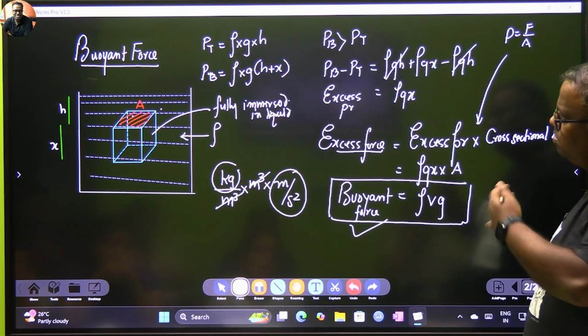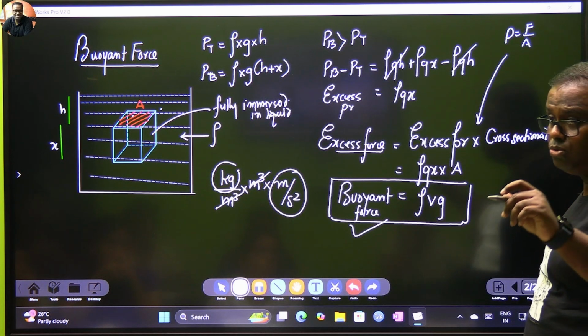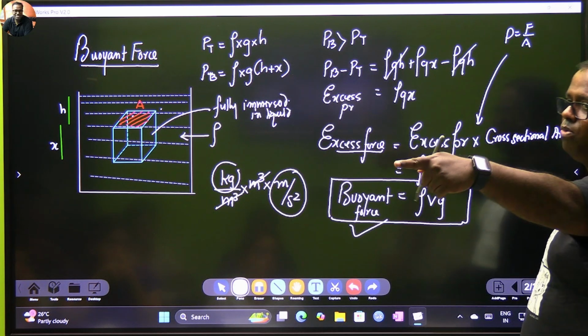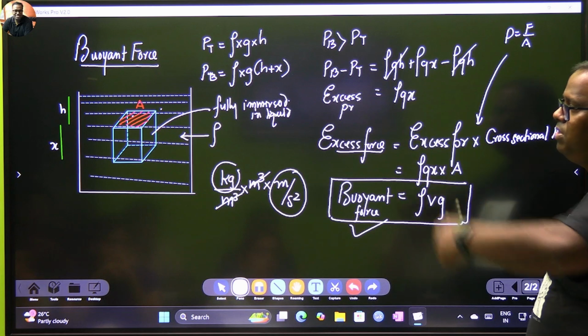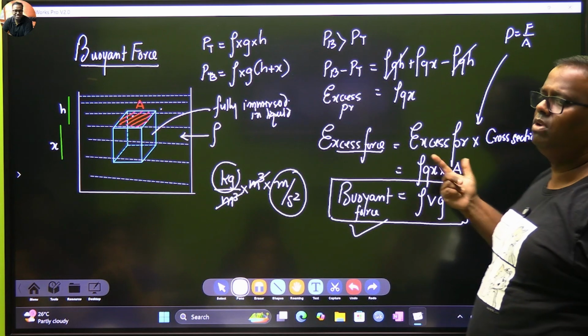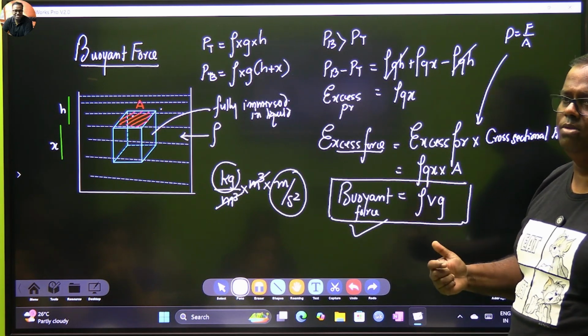Now you are trying to forcefully remember what you studied. Rather, you should have gone with me and said, sir, understood. So x and A will contribute to the volume, so it becomes rho Vg.